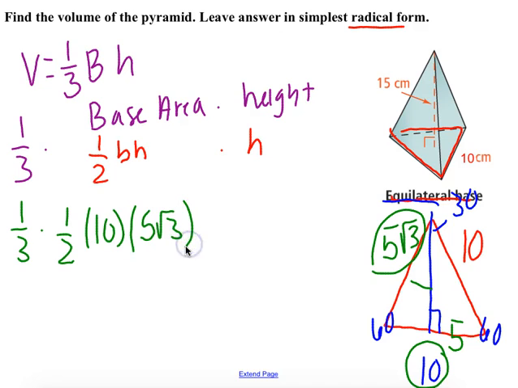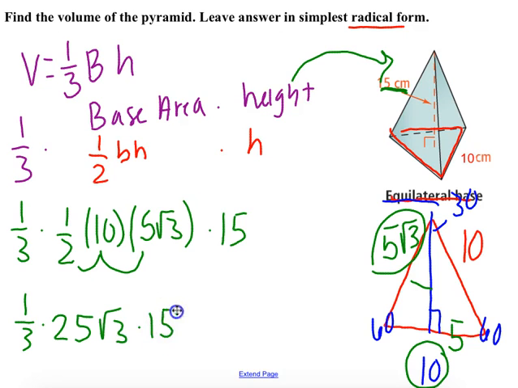And now we're going to the height of the pyramid, which is 15. Don't let the fractions scare you, because they're really nothing. Let's just first take care of the base area. So half of 10 is 5. 5 times 5 is 25.